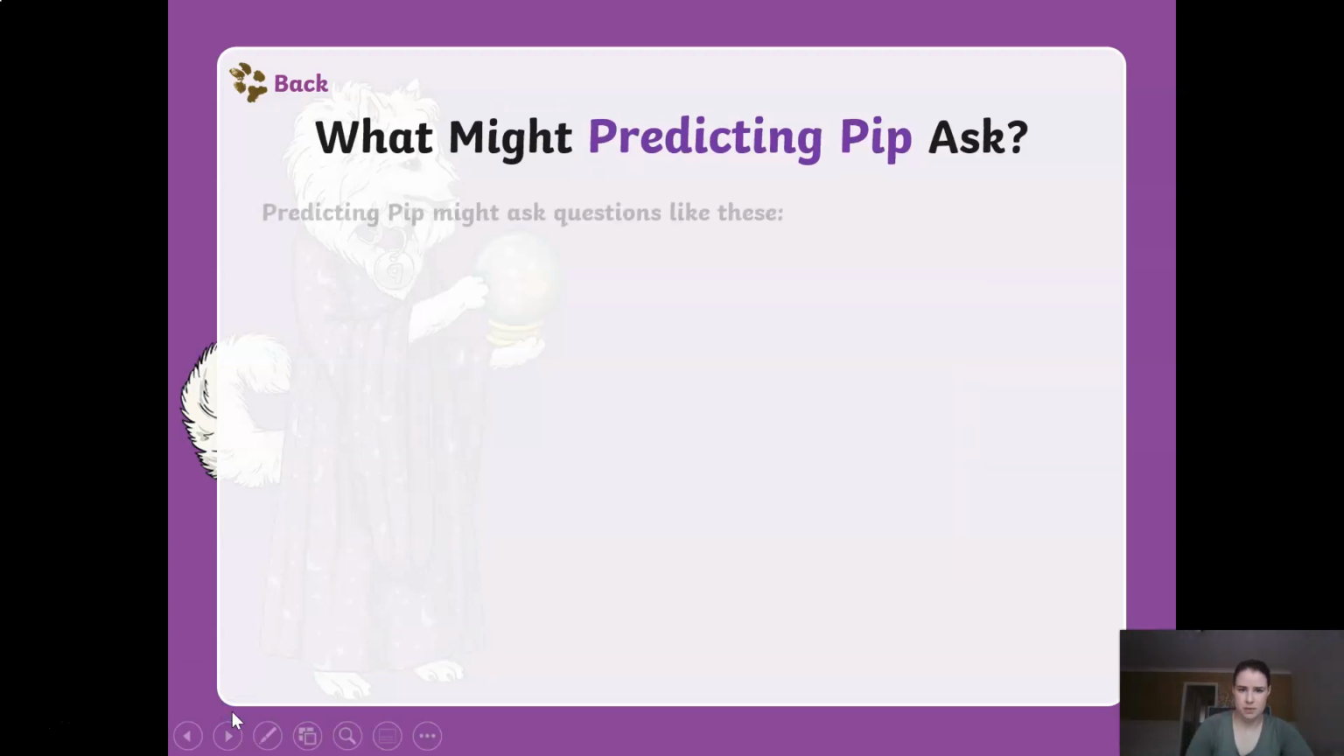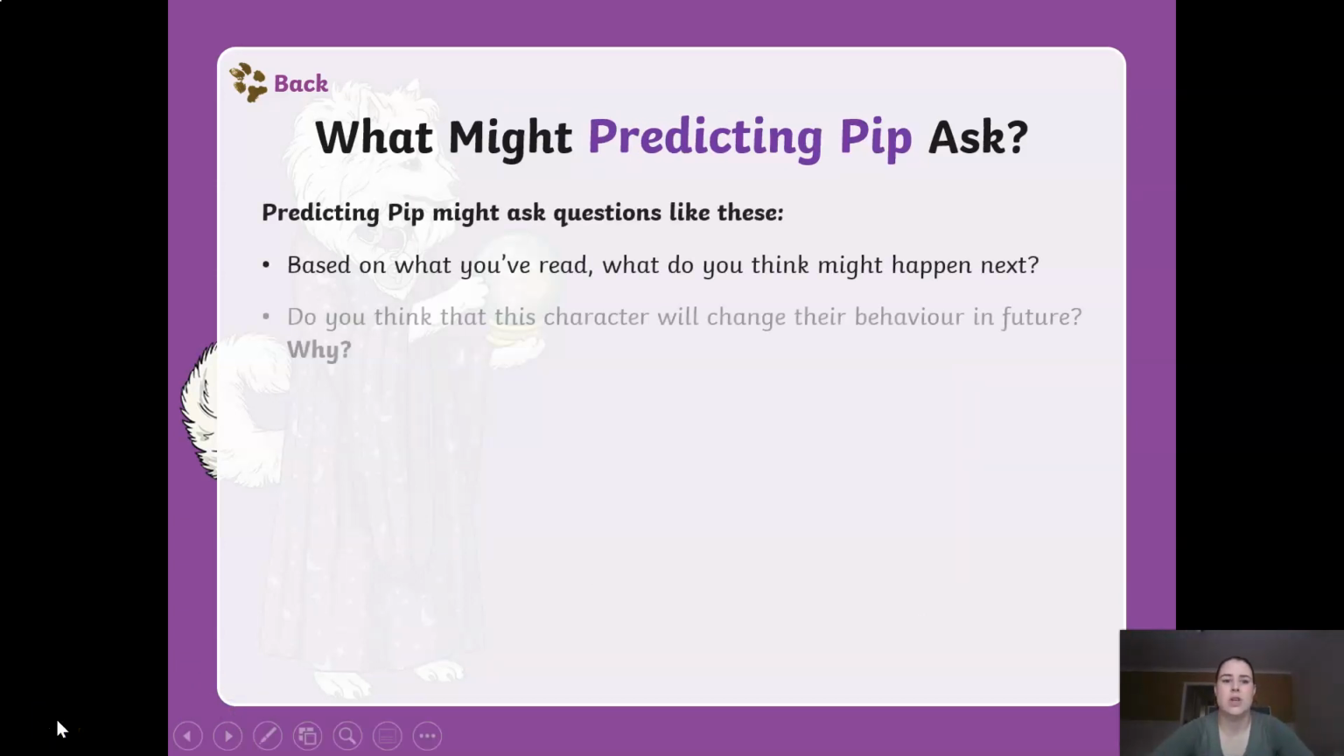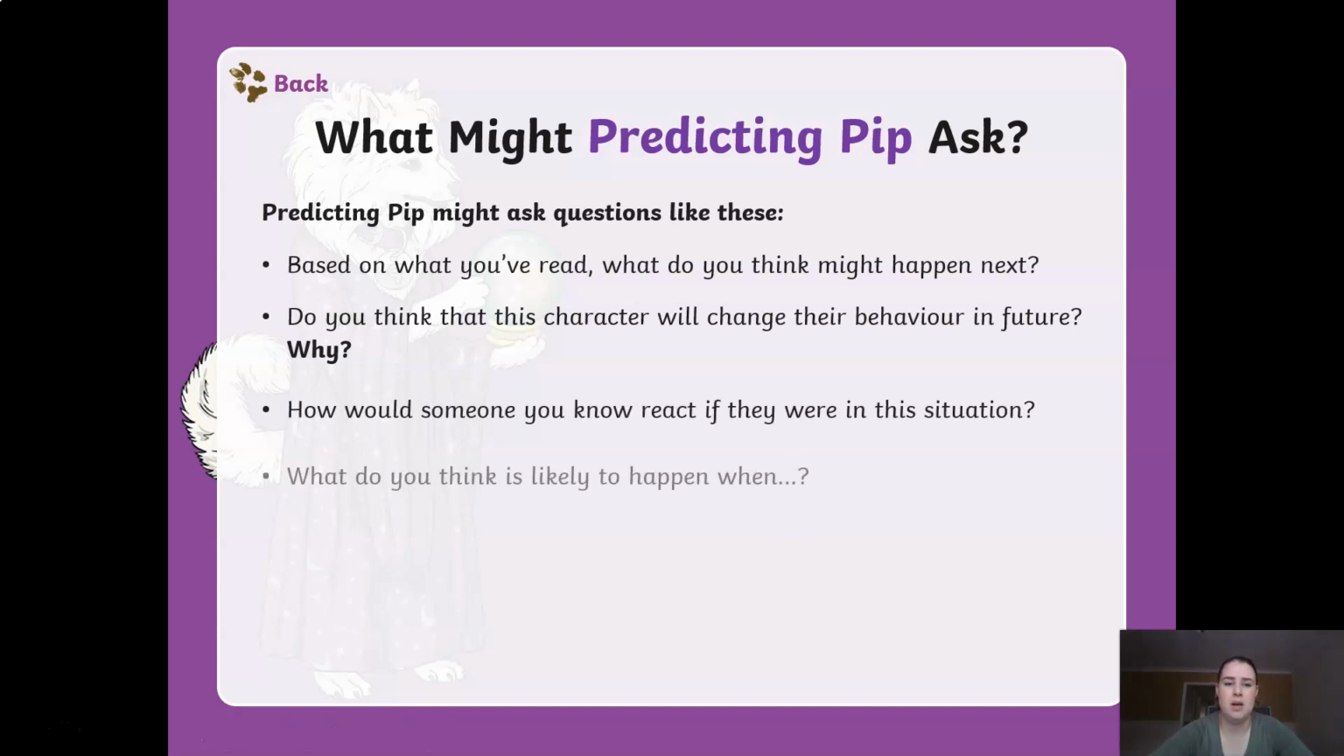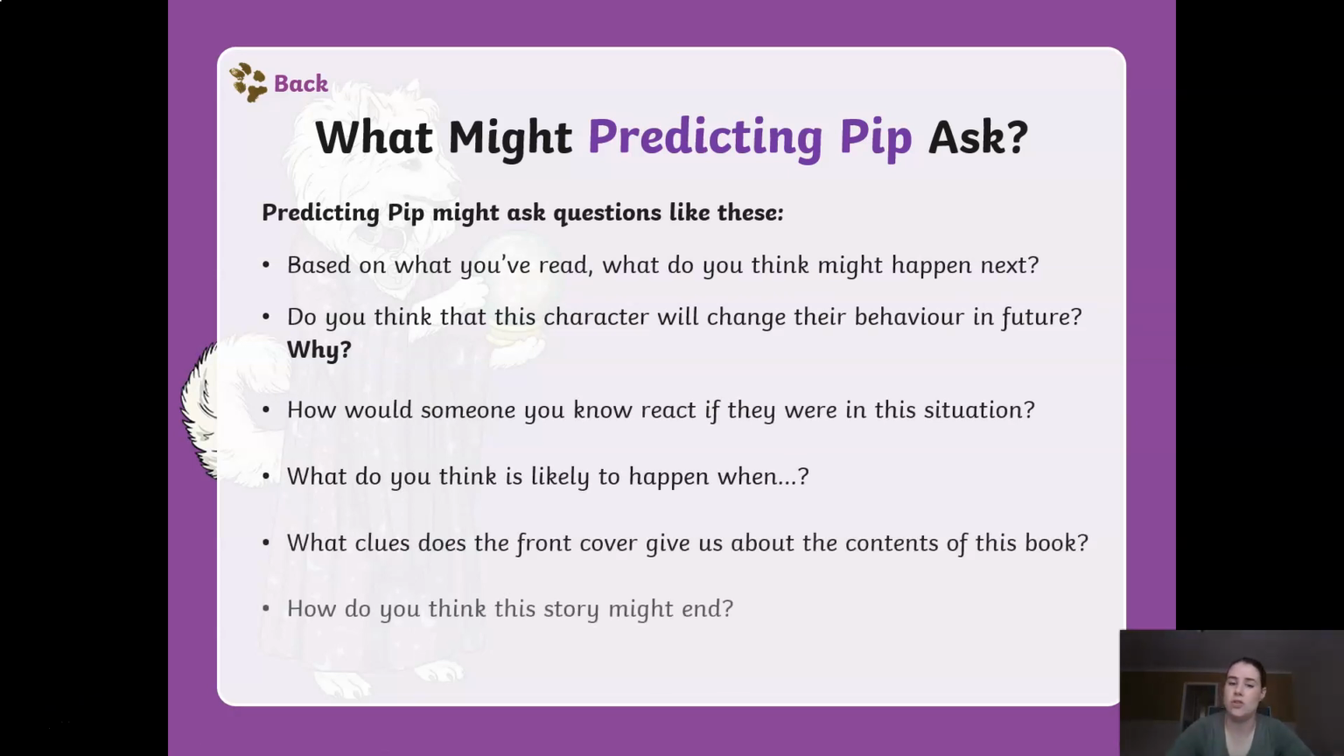So, where's my next slide? So, predicting Pip might ask questions like these. Obviously, I've shown you some examples of what the SATs questions might look like, but they could be anything such as these types of questions. So based on what you've read, what do you think might happen next? Do you think that this character will change their behaviour in the future, and why? That's going to be one of your 2 or 3 mark questions.